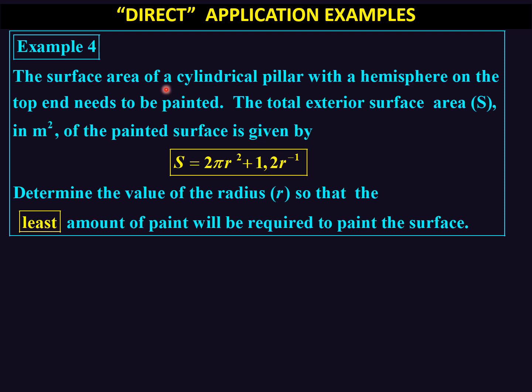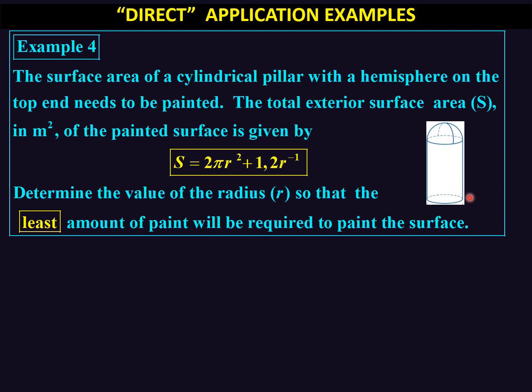Let's consider one last direct application example. We have the surface area of a right cylindrical pillar with a hemisphere on the top, which needs to be painted. The complete pillar needs to be painted. The total exterior surface area in meters squared of the painted surface is given by, so there they give us an objective function. And now the question: determine the value of the radius or the length of the radius so that the least amount of paint will be required to paint the surface. Again, there you can see least amount. Also could have used lowest amount, or we could have used, that's right, the minimum amount, right? So let's start.